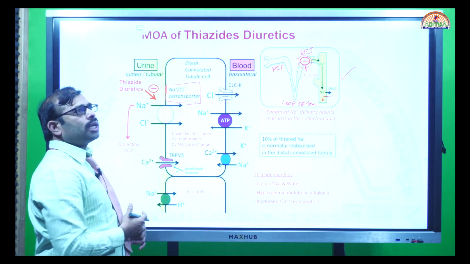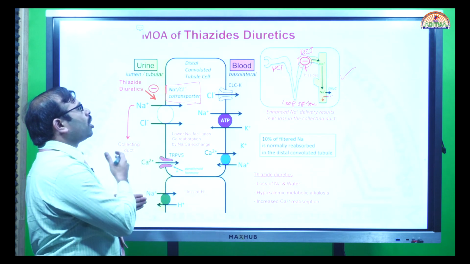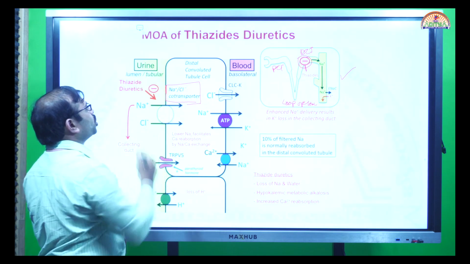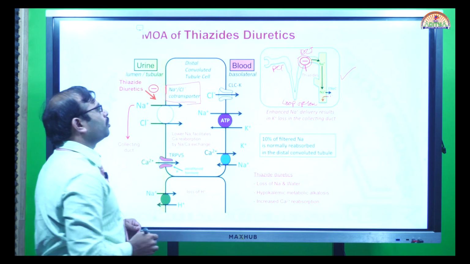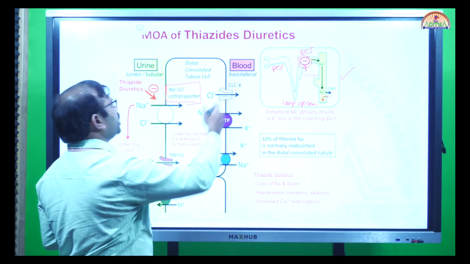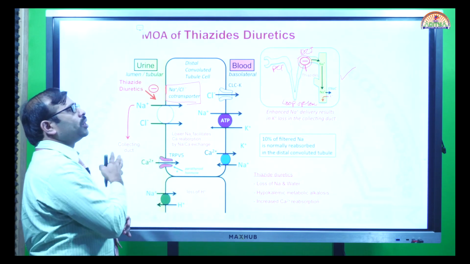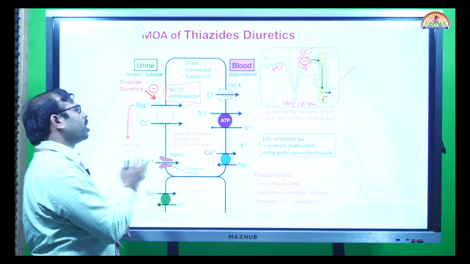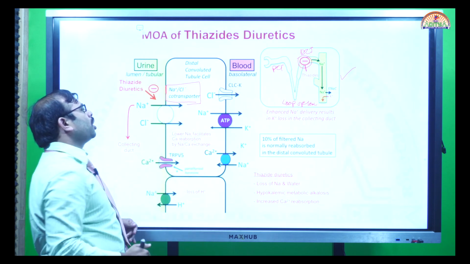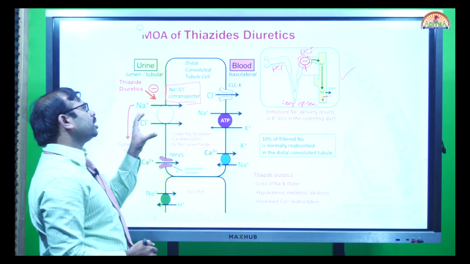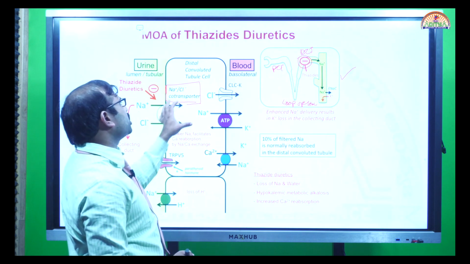What is their main role? They are involved in the absorption and reabsorption of both sodium ions and chloride ions from the DCT. There is an exchange of sodium and potassium along with the chloride ions, inside and outside this DCT, where these Na+/Cl- symporters are located.